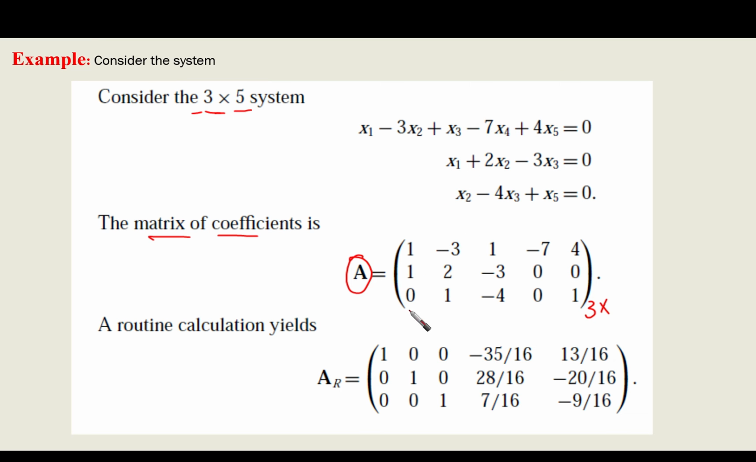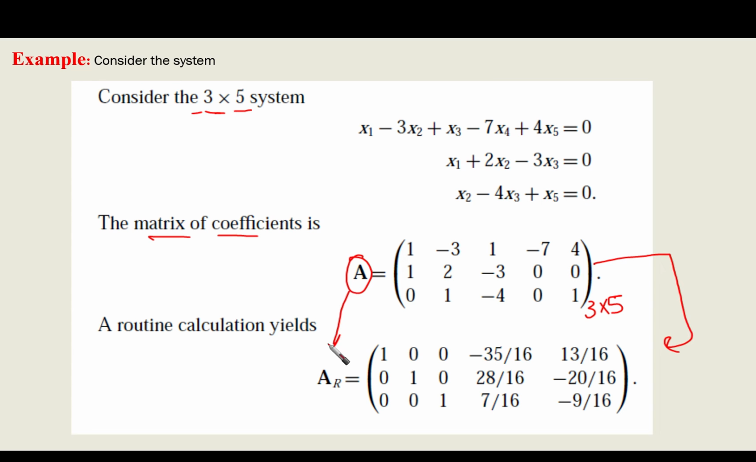No x1 here, so it is 0, coefficient 0. And then for x2 it is minus 3, and here it is 2, and here there is x2 here, which is 1, so we have 1 here. And then for x3, 1, and here minus 3, and then minus 4, and so on. So this is the coefficient matrix, 3 by 5, number of unknowns 1, 2, 3, 4, 5. Okay, now you can stop the video and make the reduction of this matrix to obtain AR.